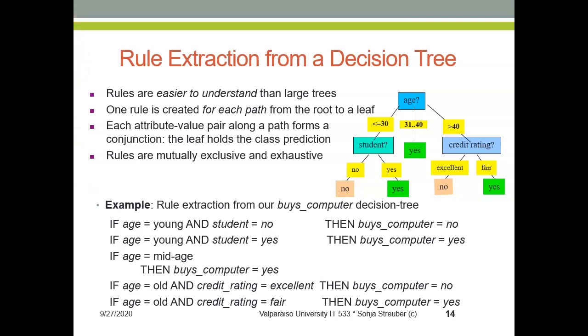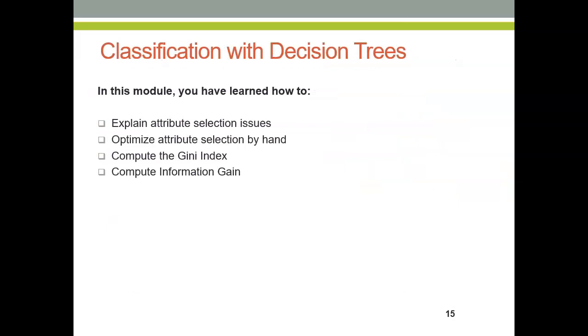To summarize then, we have learned in this module how to explain attribute selection issues. And we have done a whole lot of attribute selection by hand. We have computed the Gini index, we have computed information gain, we have seen how rule extraction could be a potential third way to look at a decision tree. But really, automation and programming seem to do a much better job than we can do by hand.